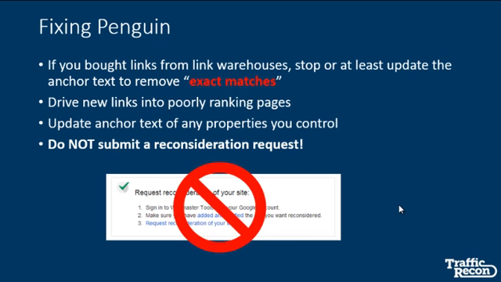The other thing is to update the anchor text of any properties that you control. So if you created this portfolio of 80% anchor text that's exact matches to your keyword, go through, and if you can access these properties, so if they're on eZine articles, if they're on Facebook, if they're on Scoop.it, if they're on Hub Pages, if they're on whatever that you can access, your WordPress blogs, go through, find those anchor texts, change them to make them sound more natural. And I'll talk more about what natural actually looks like to Google later on. Now, the important thing here is don't bother submitting a reconsideration request.